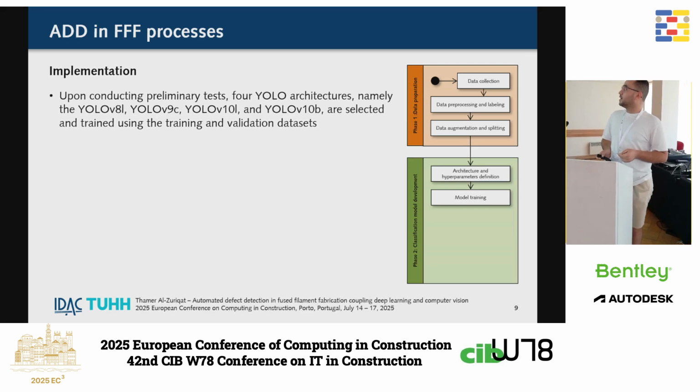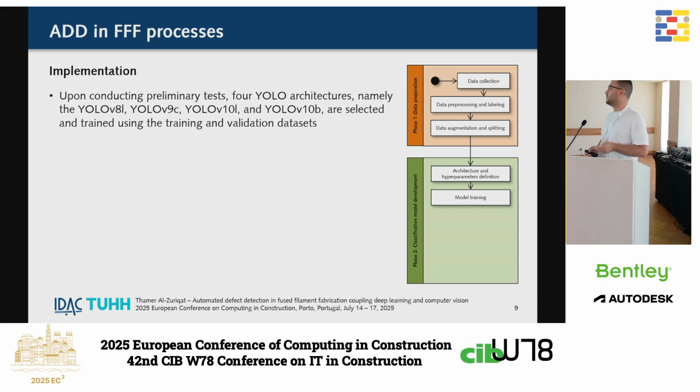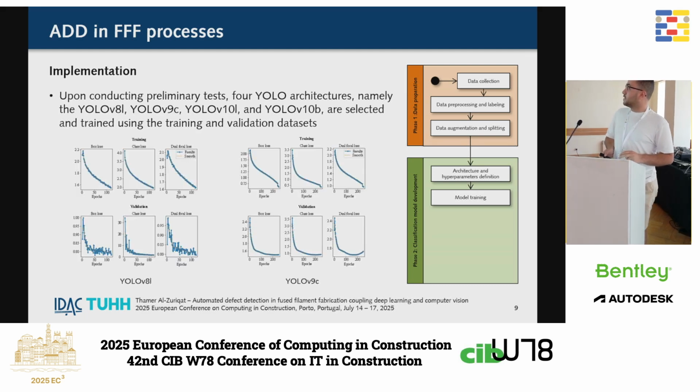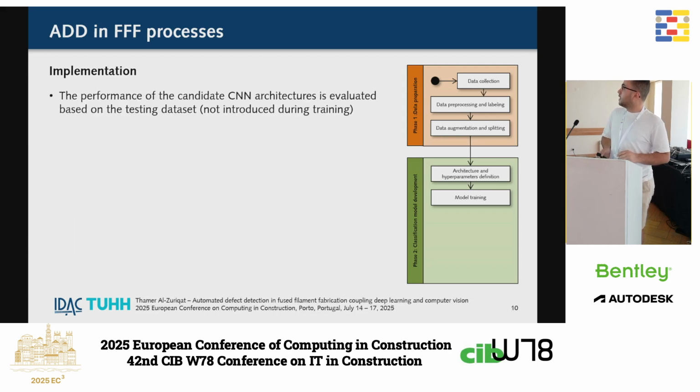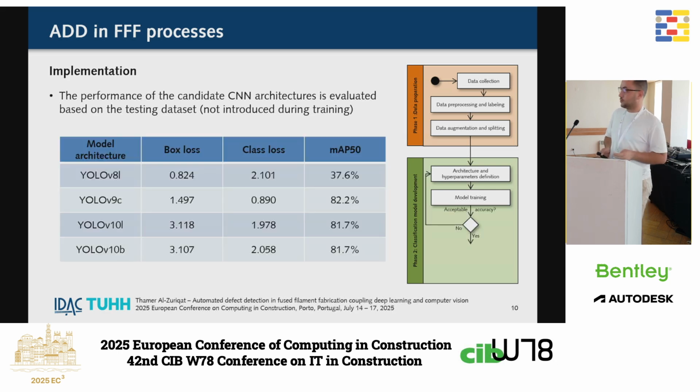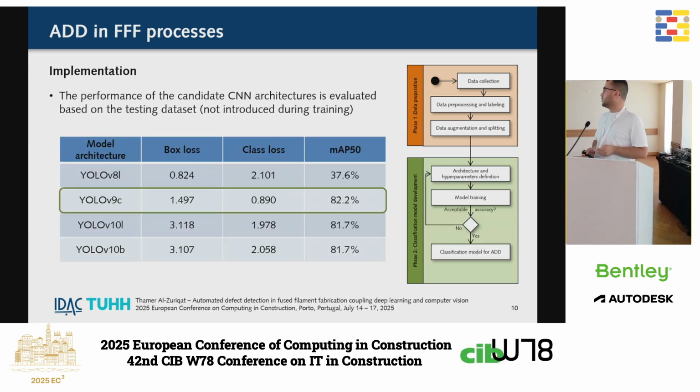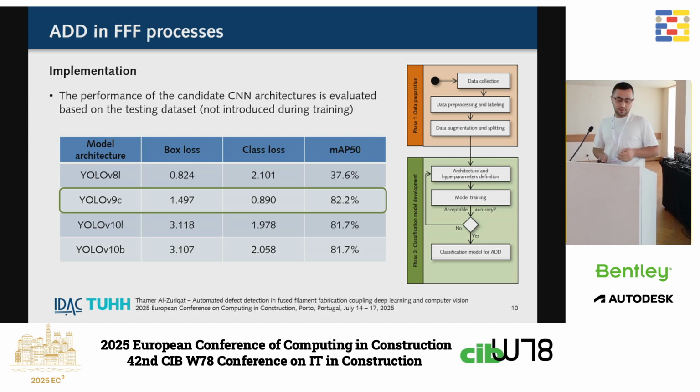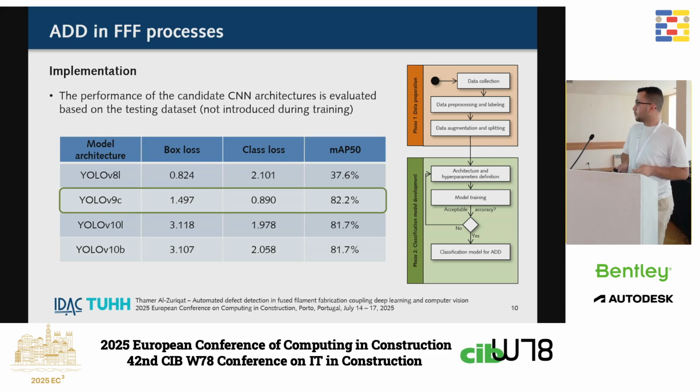For our work, we looked at different YOLO models. We took YOLO V8, V9, V10, and V10L, and V10B. This is, for example, the training process from YOLO V8 and YOLO V9. We use, of course, the training and validation data for this. And then to evaluate the models, we use the testing data sets that were not, of course, introduced during the training. Then we chose the model that had the best performance, which is YOLO V9C.